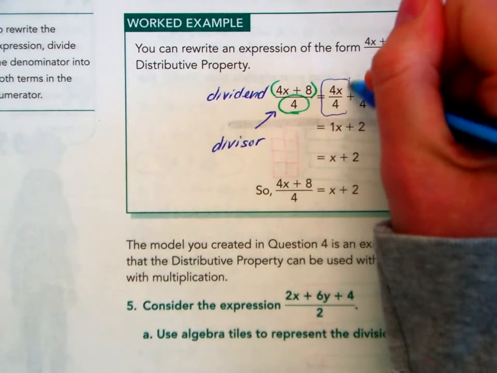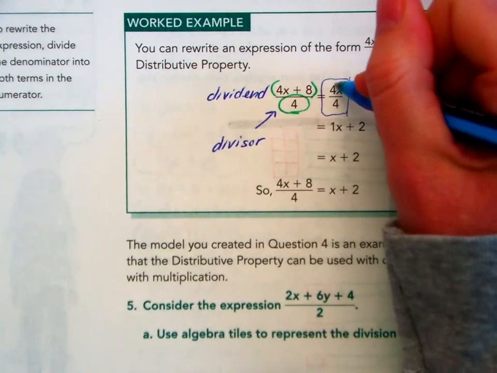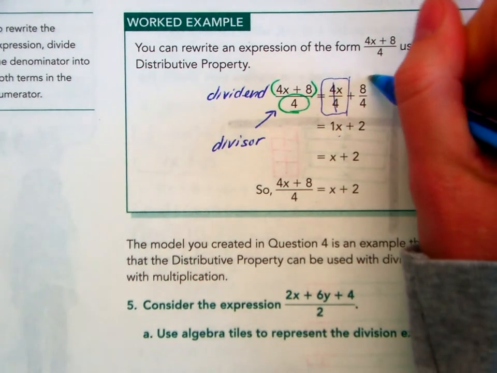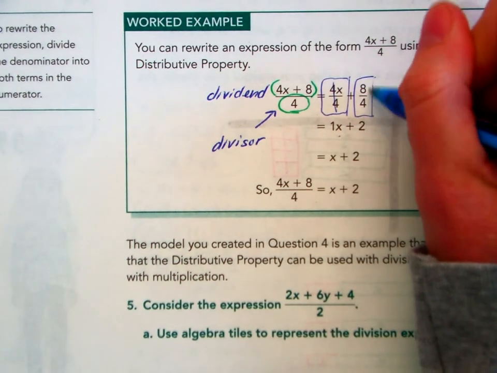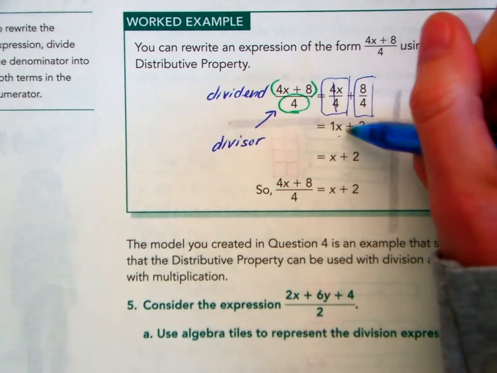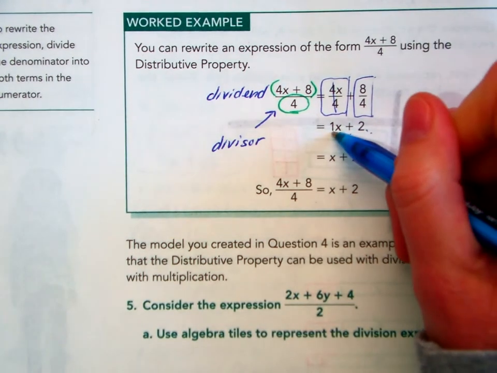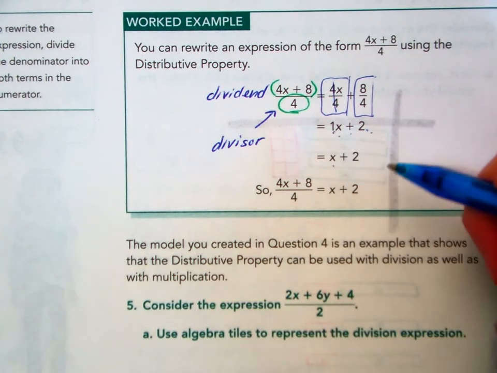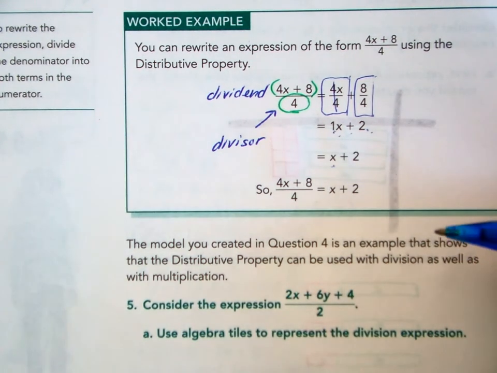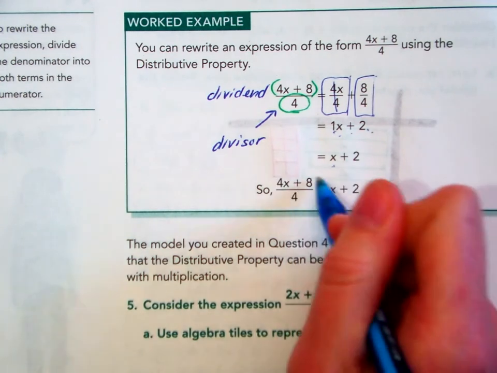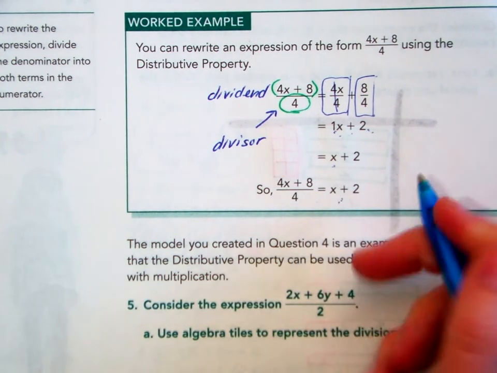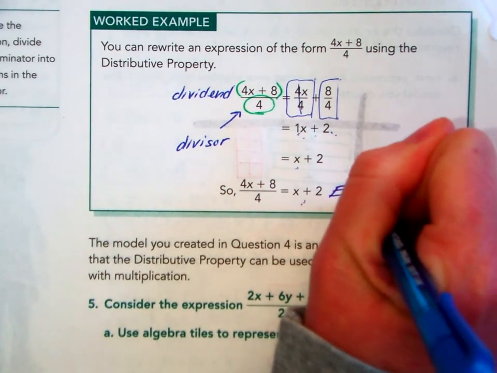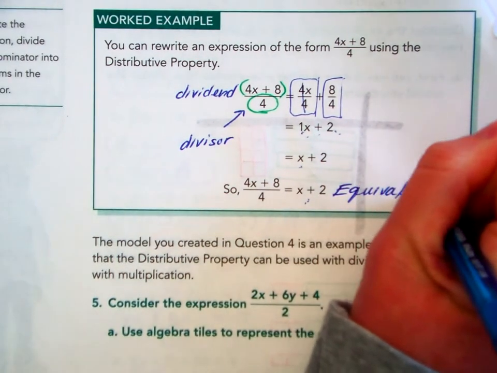You have 4x over 4. Well, 4 over 4 is 1. That's here, that they show here. Then you have this whole situation, 8 over 4, which can be simplified to 2. So you've got 1x plus 2. You can eliminate that 1 because we know x implies a 1, x plus 2. So this entire expression is this expression. It seems unlikely, but they are in fact equivalent.